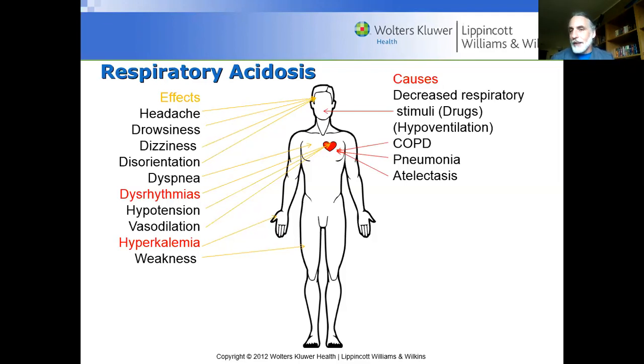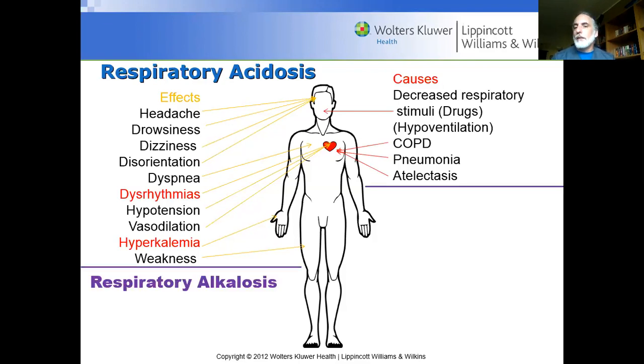Dysrhythmias, hypotension, due to the effects on the vasculature. Vasodilation, causing the hypotension. Hyperkalemia, increased potassium levels. Ooh, that's a little scary. And weakness. That's all respiratory acidosis there. Oh, flip side of the coin. We do a lot of flip sides in this class.